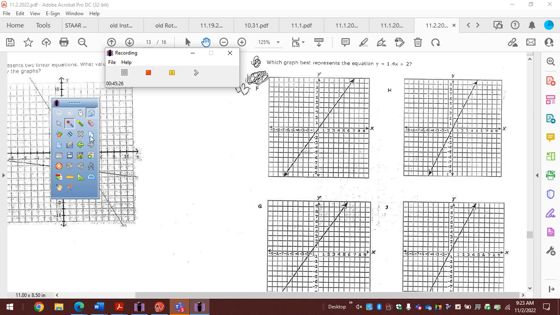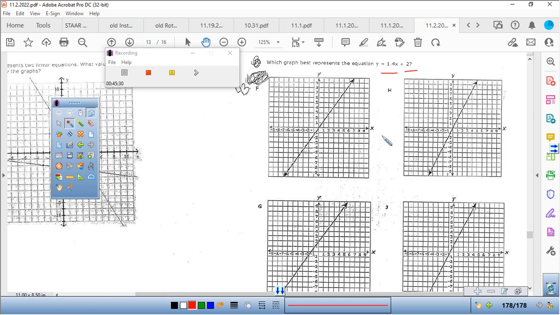Okay, so let me see. 1.4x plus 2, which is the equation? This plus 2 is your y-intercept. That's basically where your line crosses the y-axis. So on my y-axis, we go down to number 2 right here. Is this line crossing it? No. Is it crossing it at 2 plus 2? No. Is it crossing it at plus 2? Yes. Is it crossing it at plus? No. Just FYI, this is an actual STAAR test question. That's how easy it is.